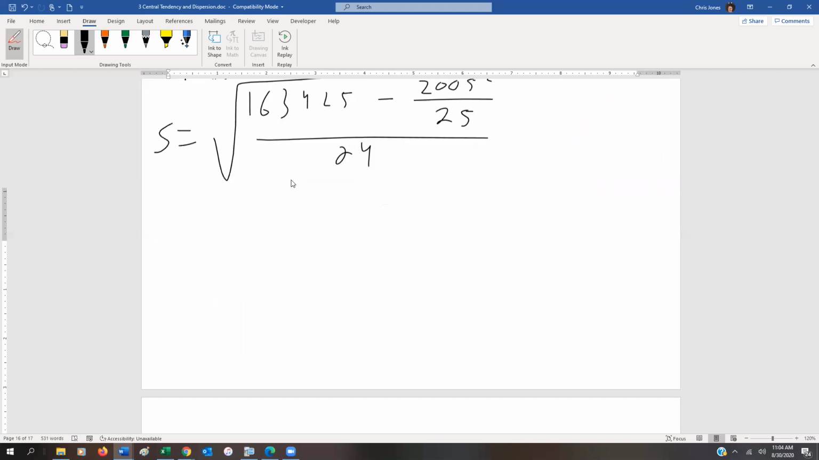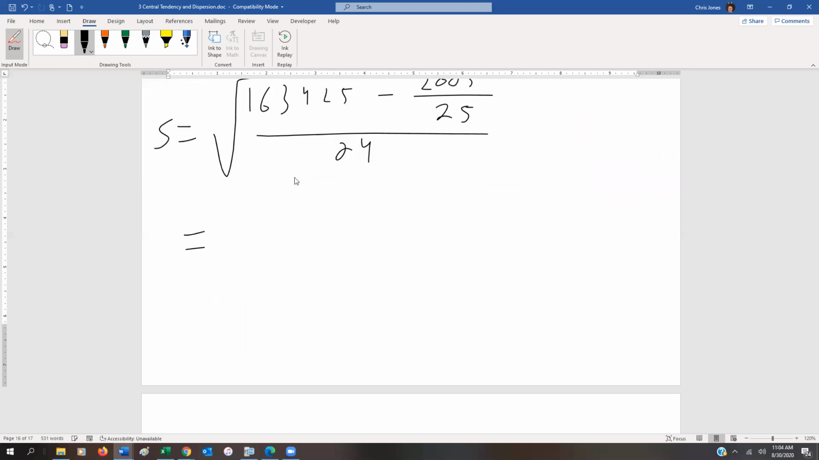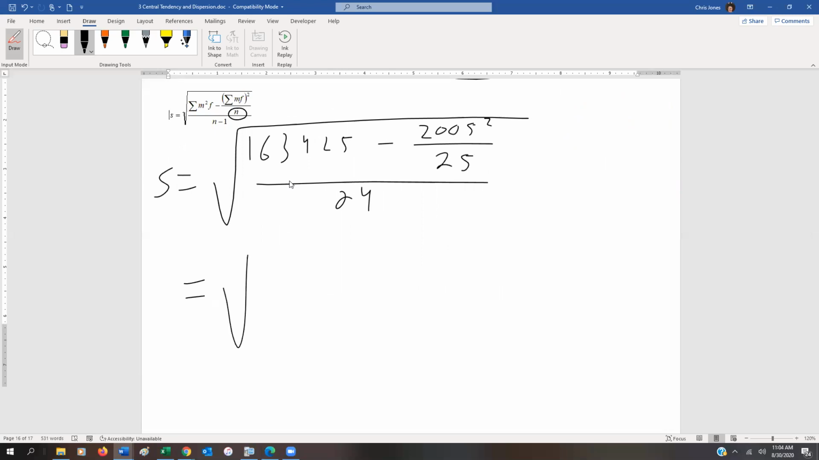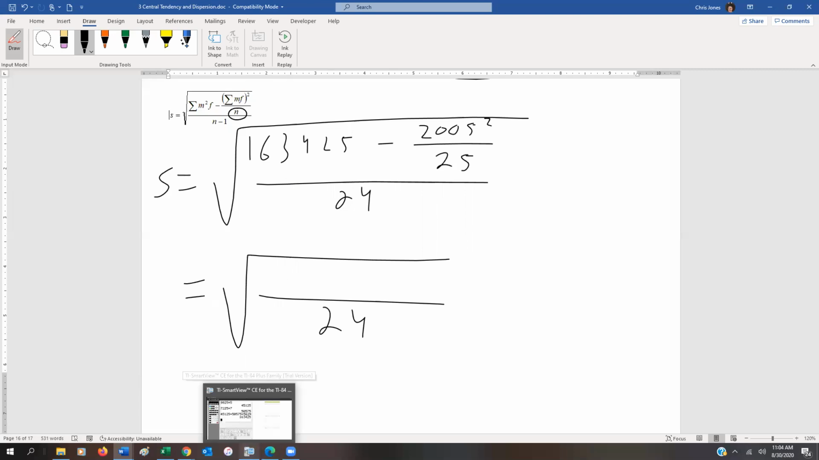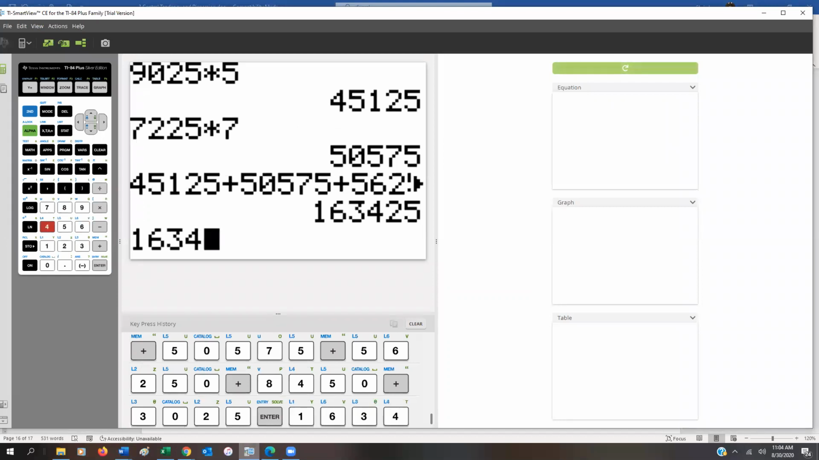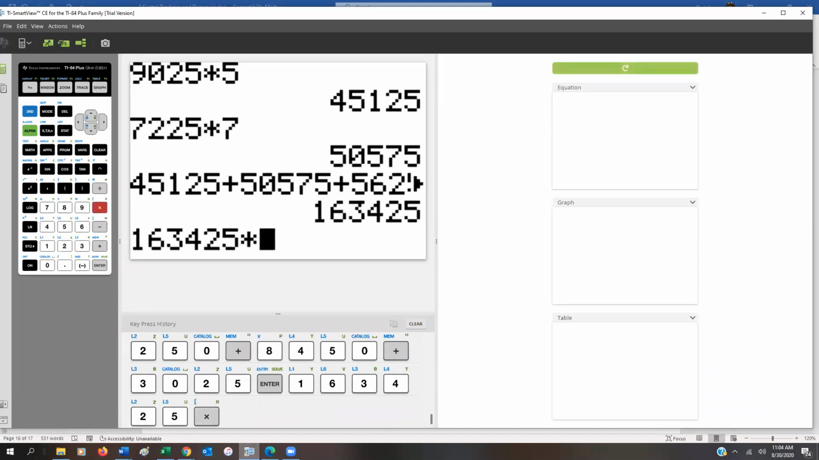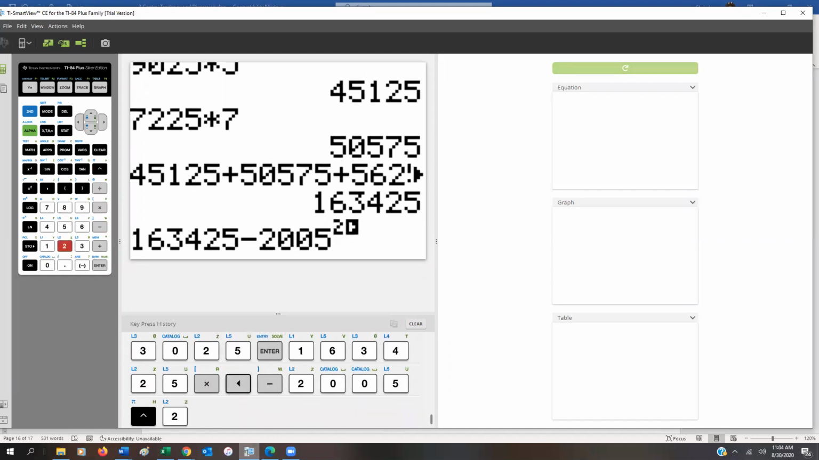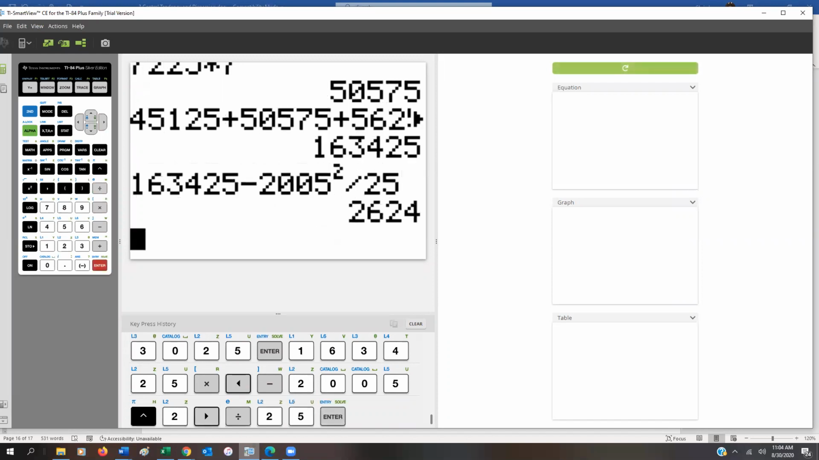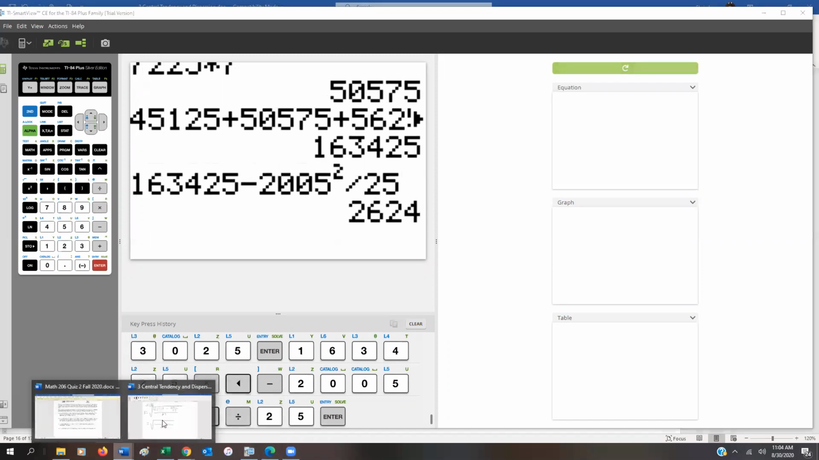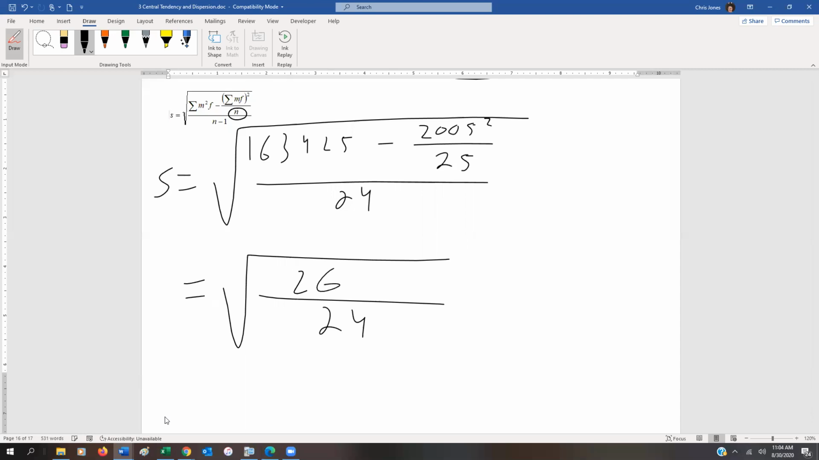Remember, the trick for doing this at this point is to just shove this into your calculator. So you're going to figure out the numerator first. You're not going to try to find everything at once. That generally leads to syntax errors in your calculator. So you're going to take that 163,425. You're going to subtract from that 2005 squared, and you're going to divide that by 25. All right, so you get 2624.